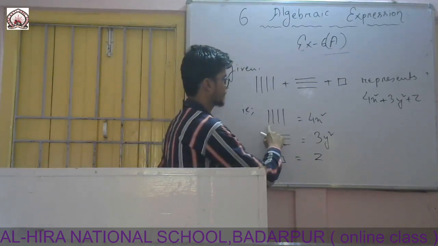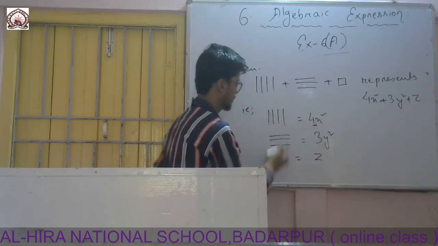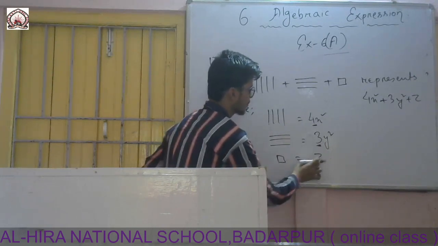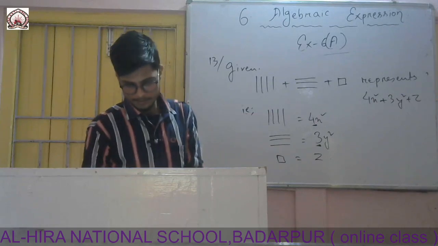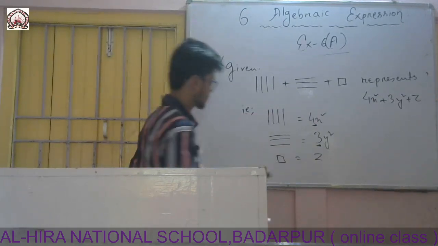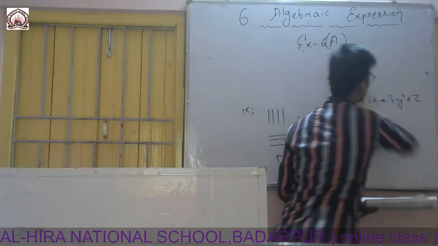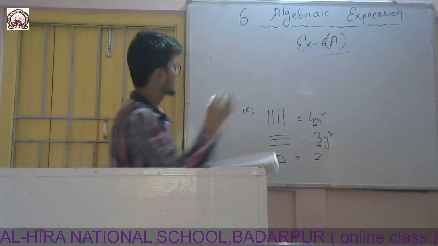So there are four vertical lines. There are three horizontal lines. And there is one box, so only one z. From this we can write directly what the question is to represent. So directly I can write the value of this one.